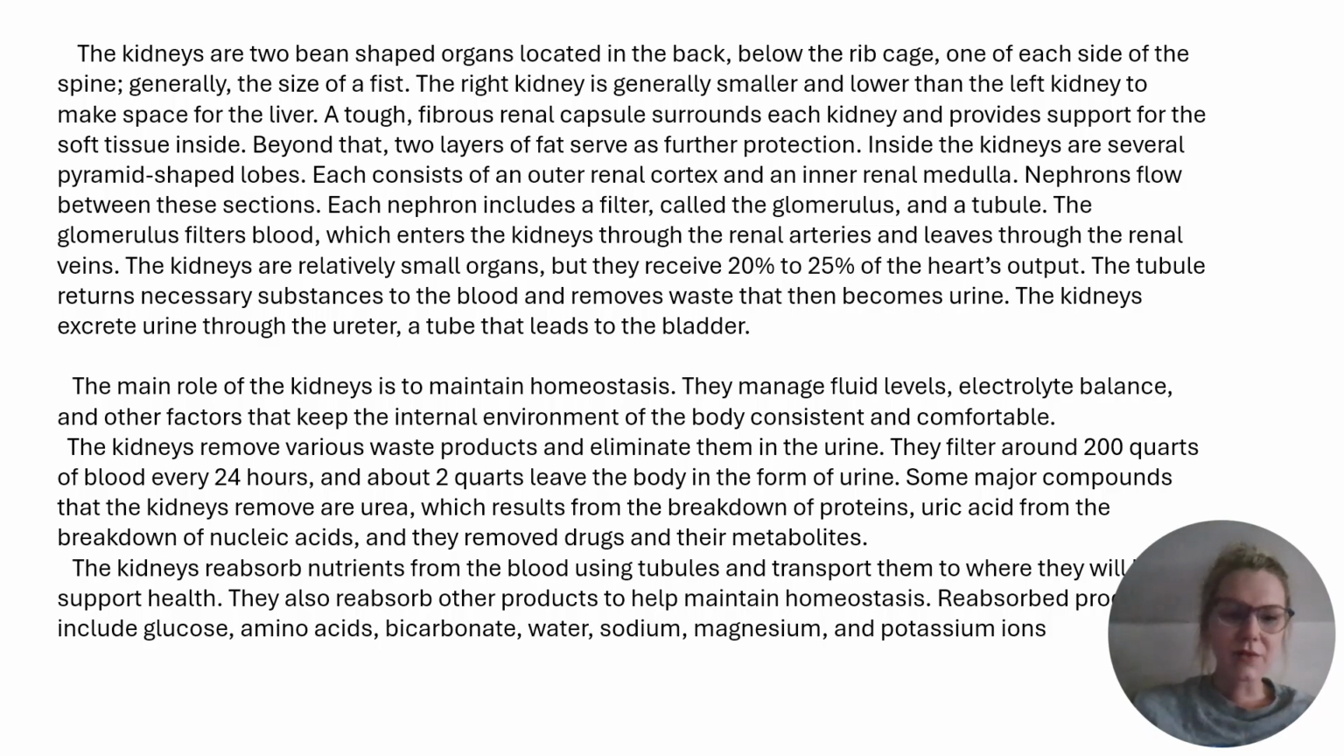Inside the kidneys, there are several pyramid-shaped lobes, and each of them consists of an outer renal cortex and an inner renal medulla. Nephrons flow between these sections. Each nephron includes a filter called the glomerulus and a tubule. The glomerulus filters the blood, which enters the kidney through the renal arteries and leaves through the renal veins. The kidneys are relatively small, but they receive 20 to 25% of the heart's output. The tubule returns necessary substances to the blood and removes the waste, which then becomes urine.